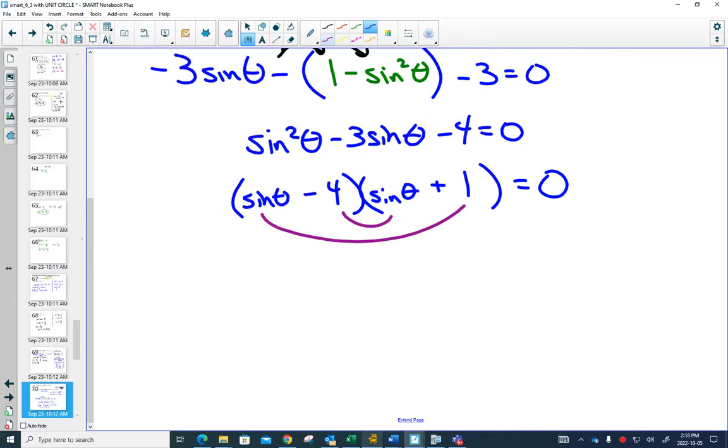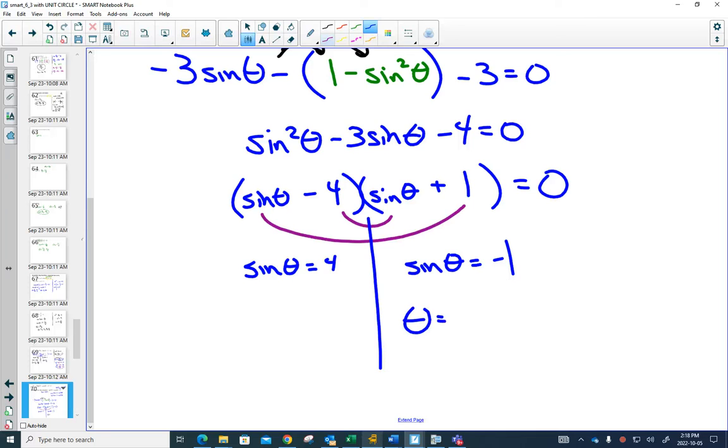And then split it here. If this one is 0, then sine of theta would equal 4. If this one is 0, then sine of theta would equal negative 1. Are either of those on your unit circle for a y coordinate? Yes, this one, right? When is your y negative 1? Right? 3 pi over 2.